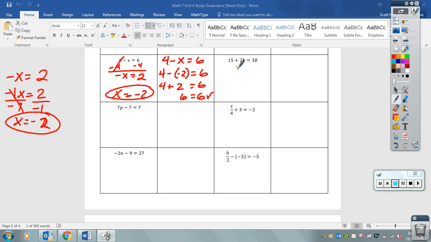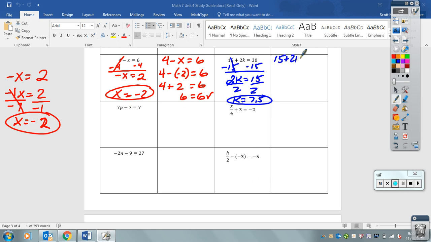There's a two-step. Minus 15, minus 15. Again, the 15 is positive, so I subtract it. I get just 2k equals 30 minus 15, which is 15. Divide by 2, divide by 2, I get k equals, tricky one off the bat, 7.5. So k equals 7.5. Yes, it's okay to have a decimal. Let's check my work.